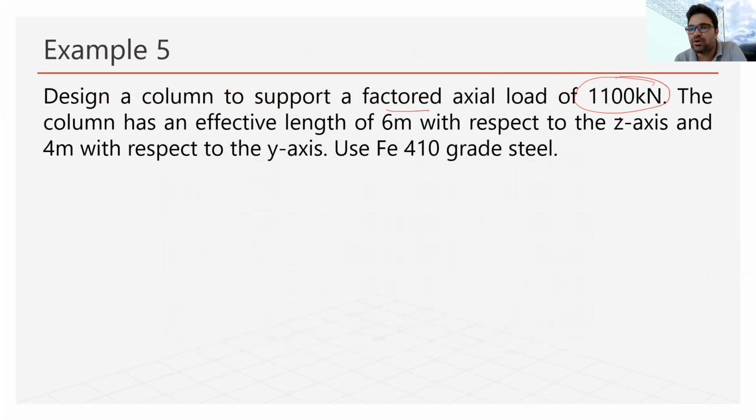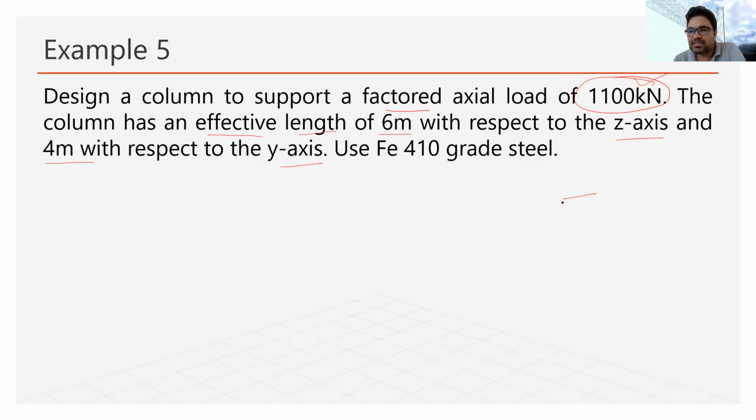So we have to design a column which will support this 1100 kilonewton load. The column has an effective length. Well, effective length is directly given here. So the effective length is 6 meter with respect to Z axis and 4 meter with respect to Y axis. Well, there are two effective lengths along different axes.